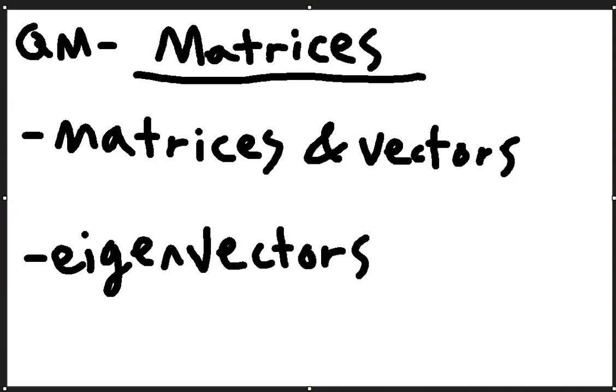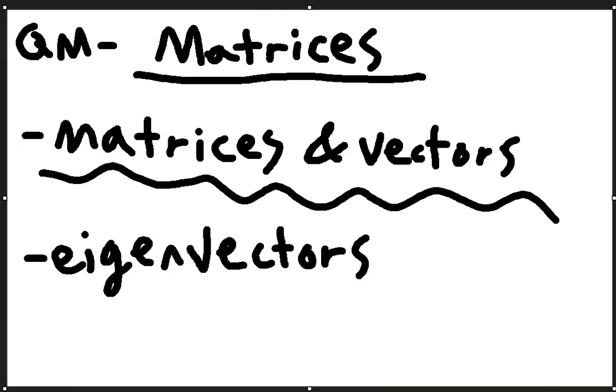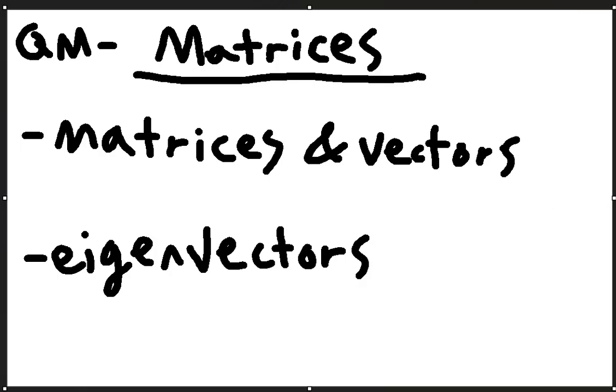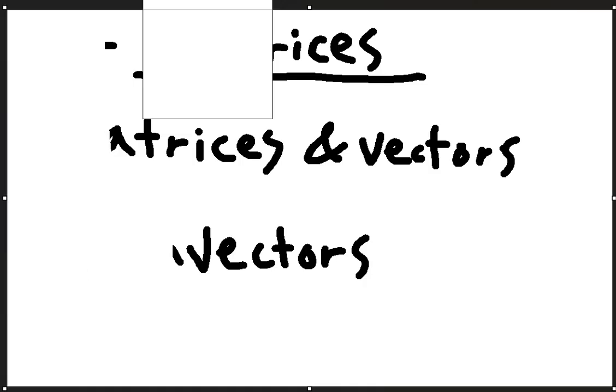Alrighty, so here we go again with quantum mechanics. And this time we are talking about matrices. We'll start off with something really simple, how matrices and vectors work together, and then we'll go on with eigenvectors. This is not going to be that complicated, but you will have to pay attention. But if you watch any of the other videos in this quantum mechanics series, you'll know that paying attention is very important anyway. So, matrices.